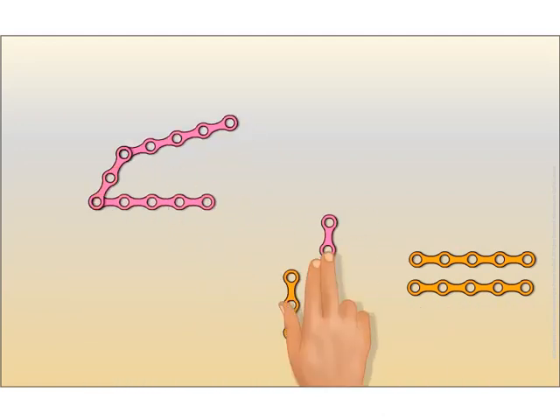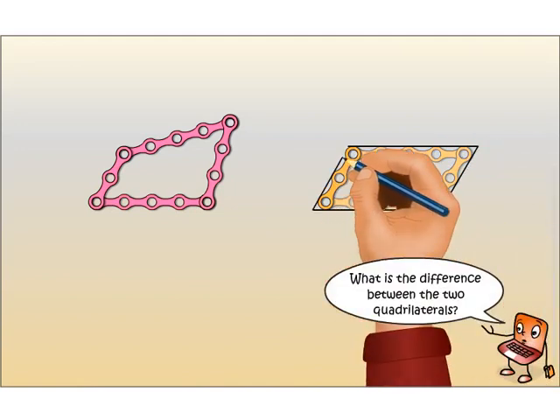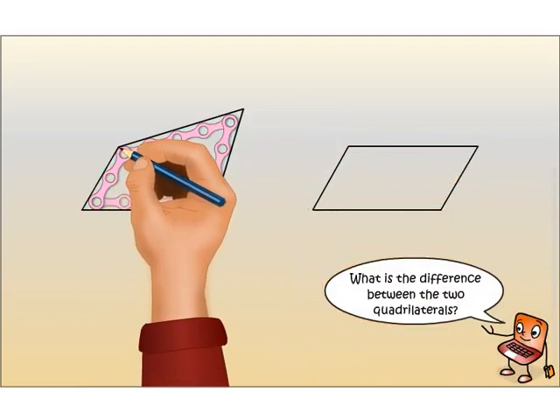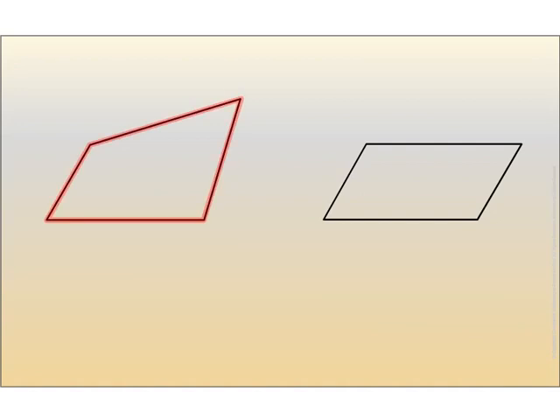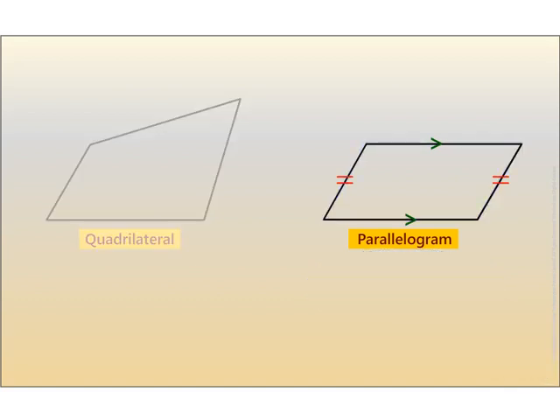John is forming different types of quadrilaterals. What is the difference between the two quadrilaterals? The first is an ordinary quadrilateral without any special properties, but the second one is a parallelogram. It has opposite sides parallel and equal to each other. So, what is the least required condition for a quadrilateral to be a parallelogram? A quadrilateral is a parallelogram if a pair of opposite sides is equal and parallel.